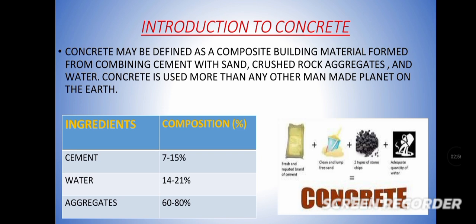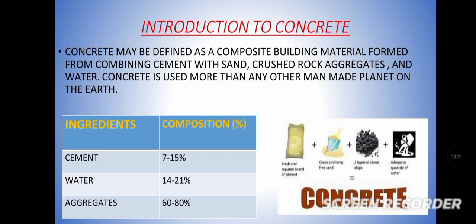Concrete may be defined as a composite building material formed from combining cement with sand, crushed rock aggregates, and water. I have already mentioned that broken stone represents the crushed rock aggregates. So concrete mainly comprises sand, crushed rock aggregates and water, and the major component of concrete is cement.